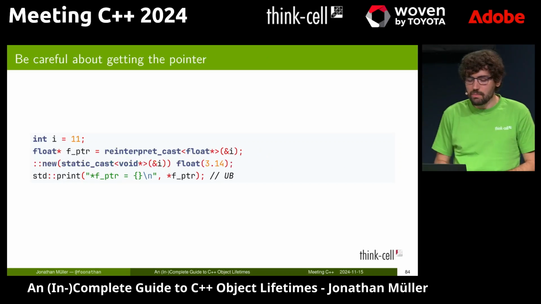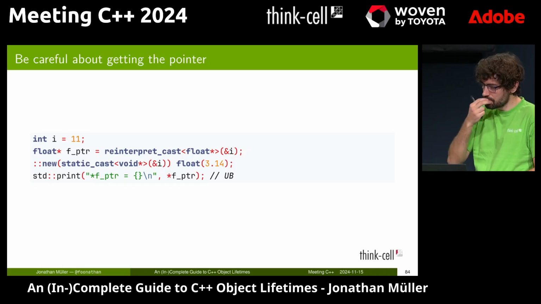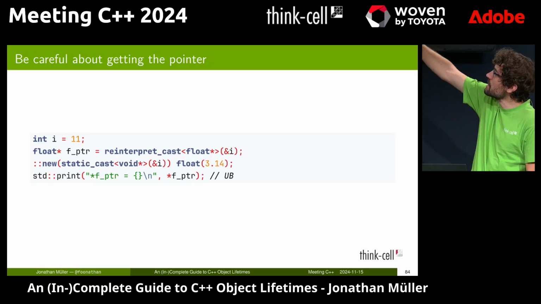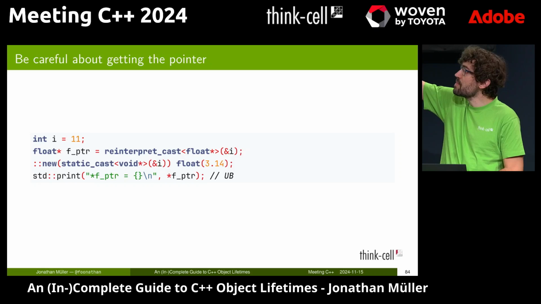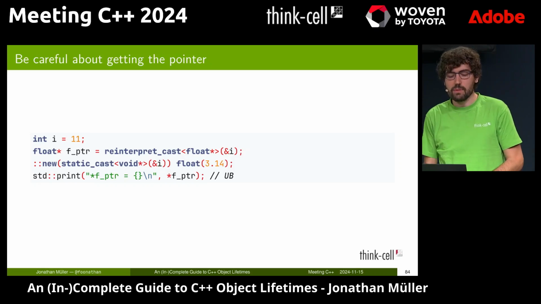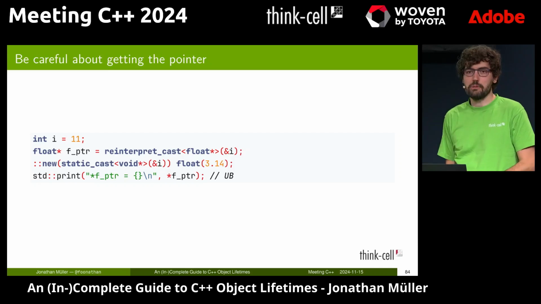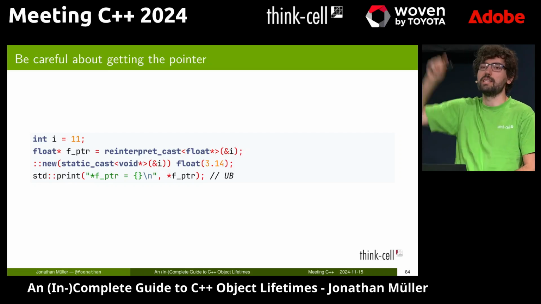Now again, using placement new, you have to be really careful about getting the pointer. So in this code, we are creating an int object, we reinterpret cast it to a float pointer, and then we're placement newing on there. The dereferencing of the float pointer is still undefined behavior. Even though we have a pointer to float, and we have a float at that address, we cannot access it, because the float pointer has the provenance of the int.